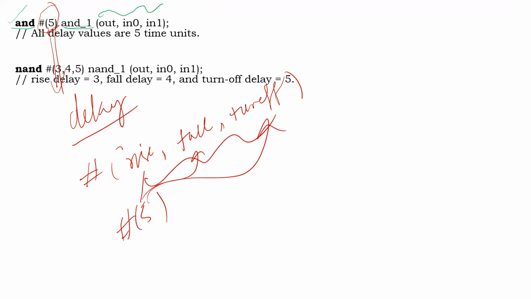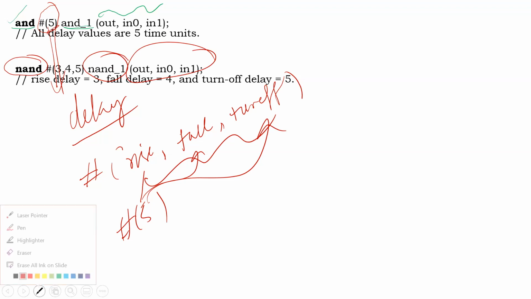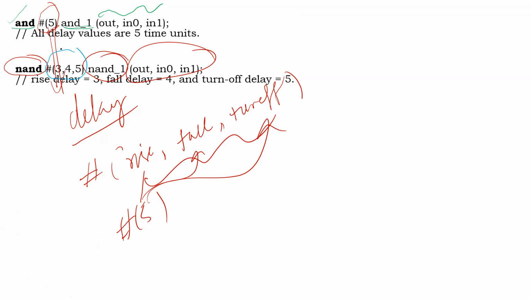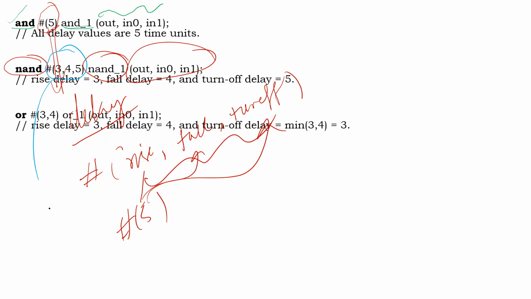Another type: this is the gate primitive, this is the gate instance and these are the ports. Here, if you look at this side, there are 3 integer values: one is 3, one more is 4, one more is 5. So the first one is rise delay 3 units, fall delay 4 units and turn off delay 5 units. If all the delays are not the same amount of time, then we can write it differently.